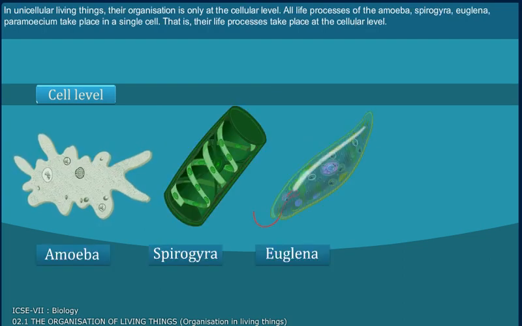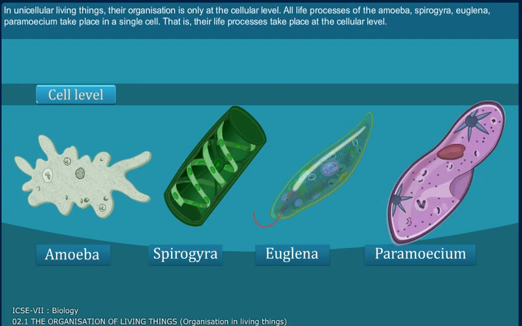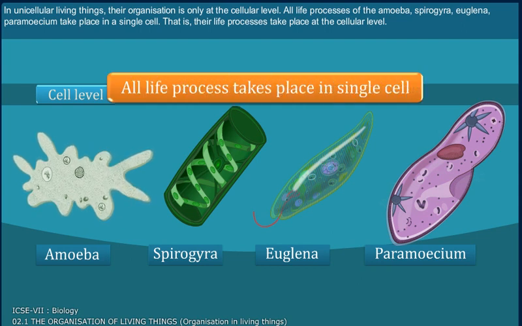In unicellular living things, their organization is only at the cellular level. All life processes of the amoeba, Spirogyra, Euglena and Paramecium take place in a single cell. That is, their life processes take place at the cellular level.